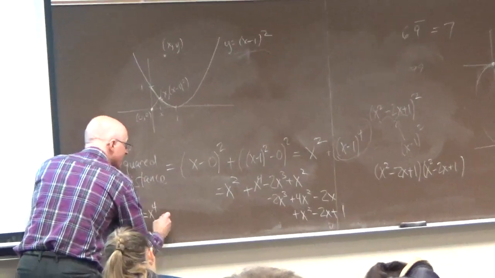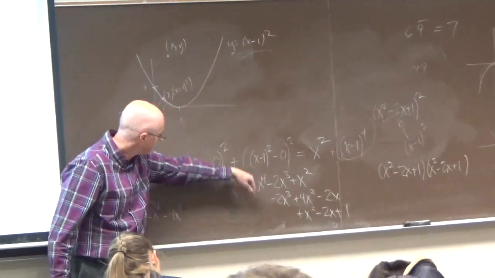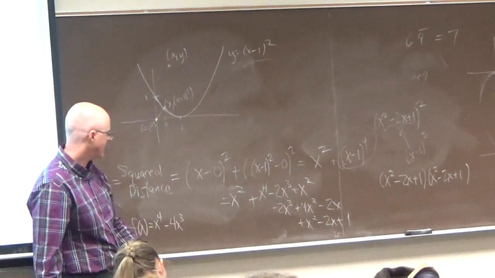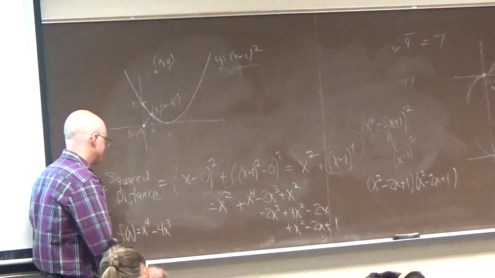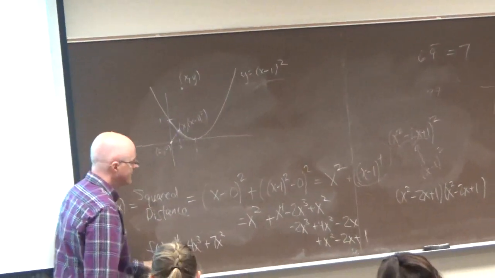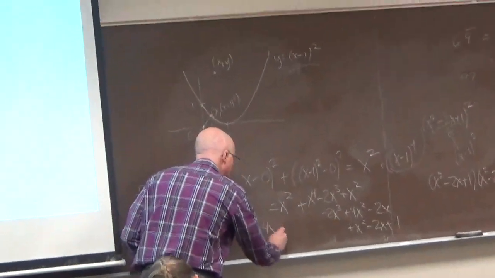x to the fourth minus 4x cubed. And those two combining, the x squared terms are this one and these three. They combine to give you a plus 7x squared. The x terms are negative 2x in two spots. That's minus 4x plus 1.